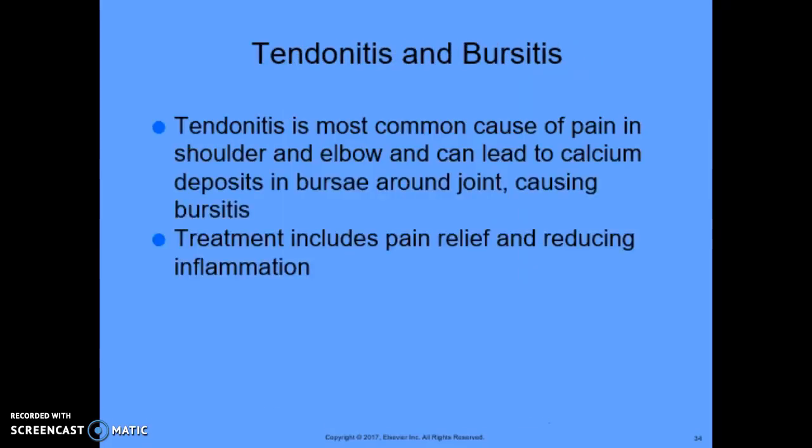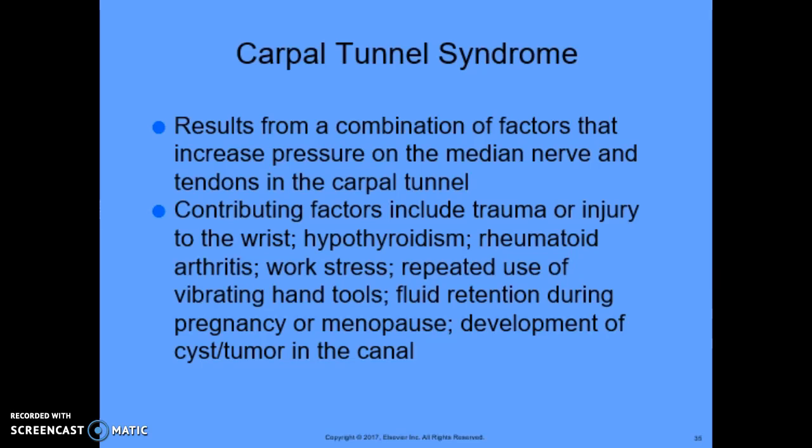Tendinitis and bursitis. Tendinitis is the most common cause of pain in the shoulder and elbow and can lead to calcium deposits in bursae around the joints, and this causes bursitis. Treatment includes pain relief and reducing inflammation. So bursitis is defined as painful inflammation of a joint's bursa that most commonly follows a repetitive movement or prolonged pressure on a joint.